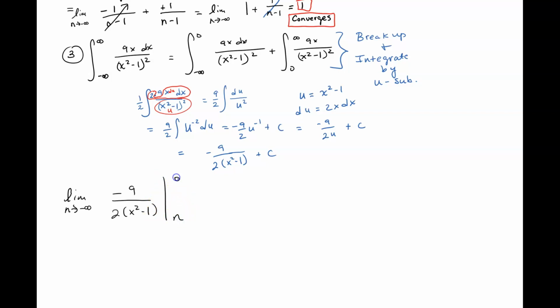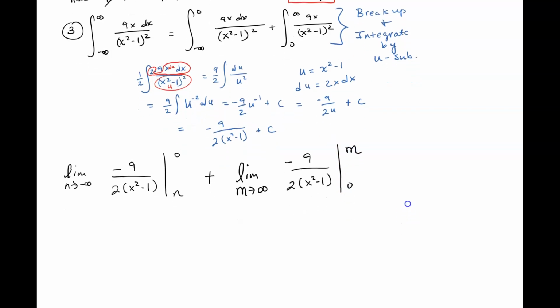in this case it's going to be n to 0, plus, now we're going to look at the second integral, which we've already integrated. Now we're going to call this one m. M goes to positive infinity, because we're going to take the same integrand. And what do we get? We're going to evaluate it from 0, in this case, to m. So we've already done the hard part, which was the integration. Now we just look at the limits of this and how that plays out.